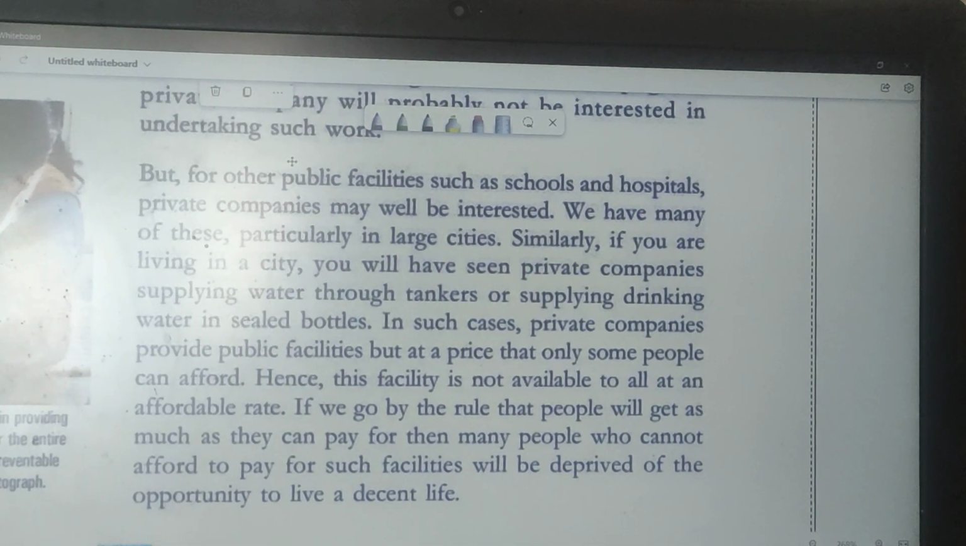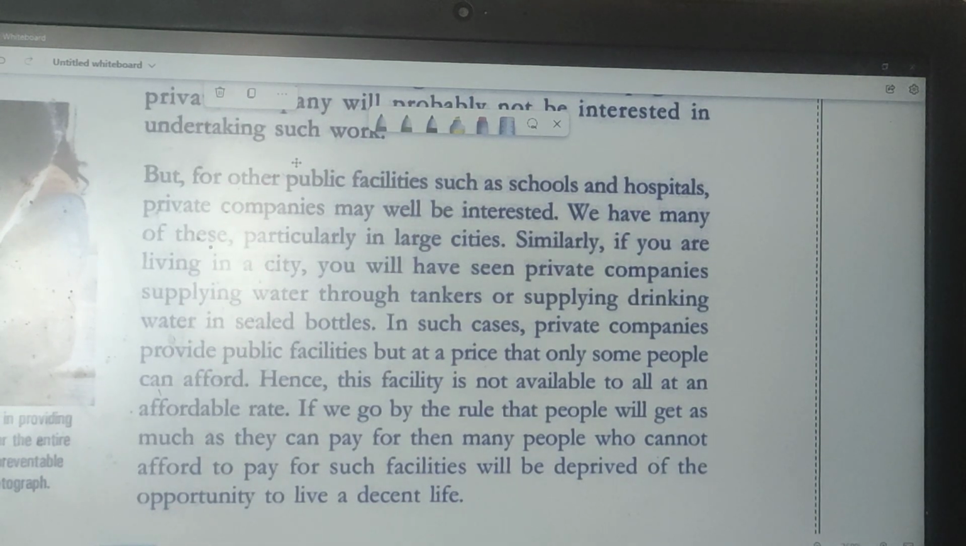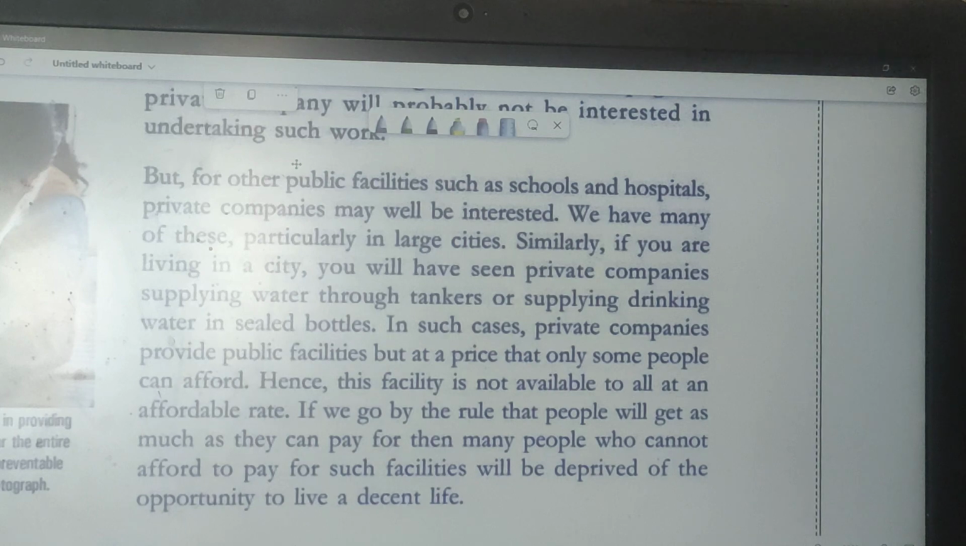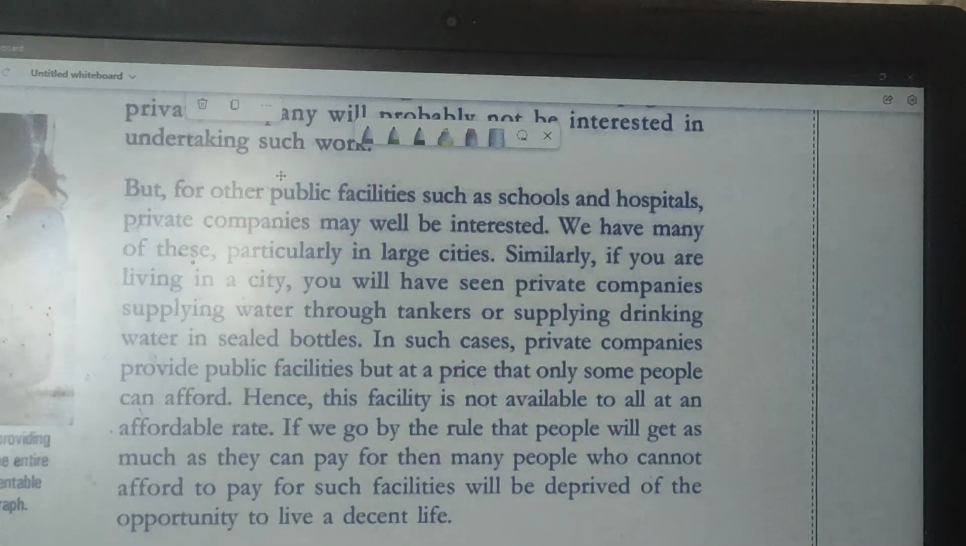Hence, this facility is not available to all at an affordable rate. If we go by the rule that people will get as much as they can pay for, many people who cannot afford to pay for such facilities will be deprived of the opportunity to live a decent life. Now, what basically is in this paragraph?